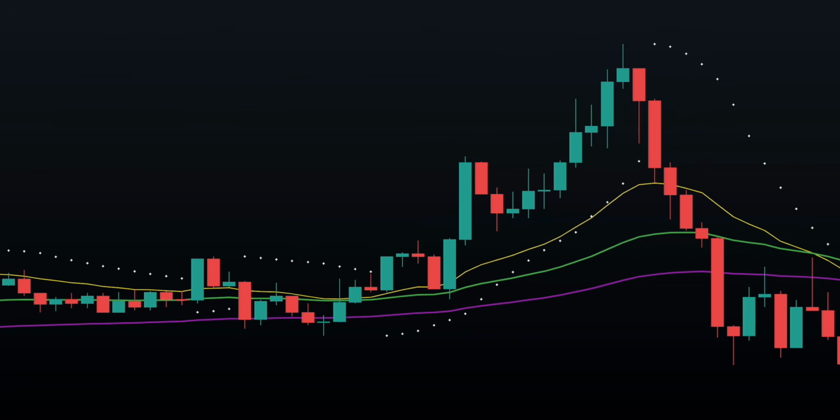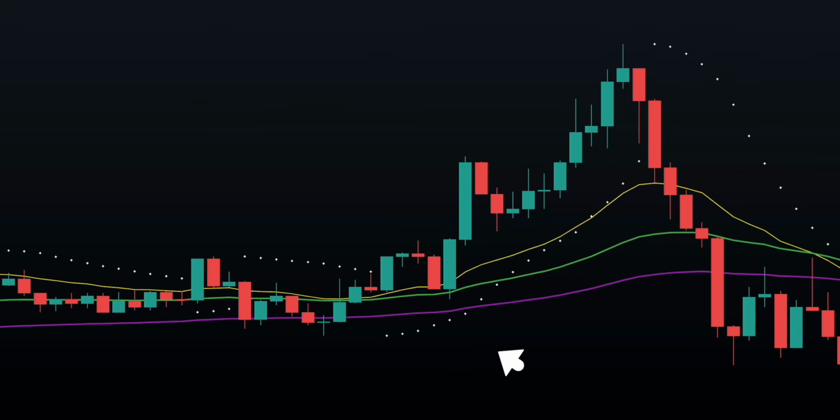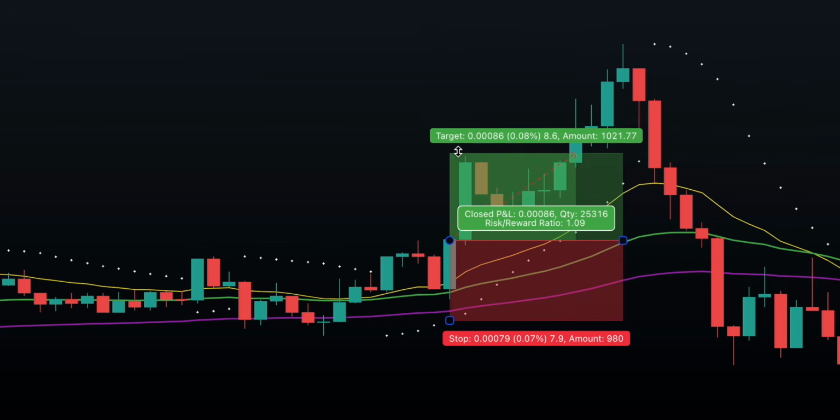Okay, let's see one more example. Notice how the price broke above the moving averages, confirming the uptrend. The lines are aligned the way they should be. During the pullback, the candlestick touched the green MA without closing below it. The white dots did not move above the price when this retracement happened, which tells us that bullish momentum is still in place. So we took a long position as soon as the candle closed above the upper MA.